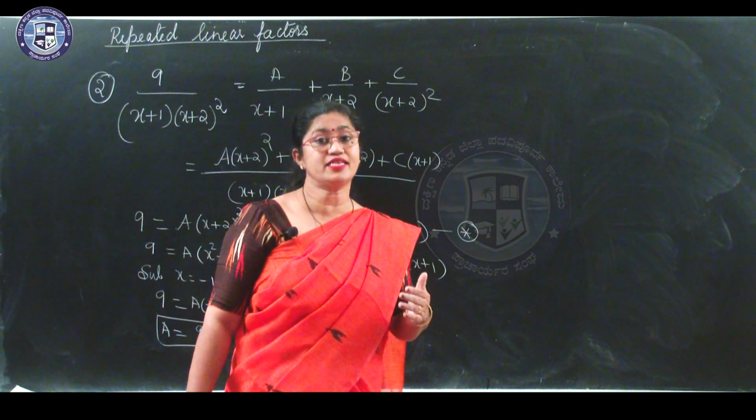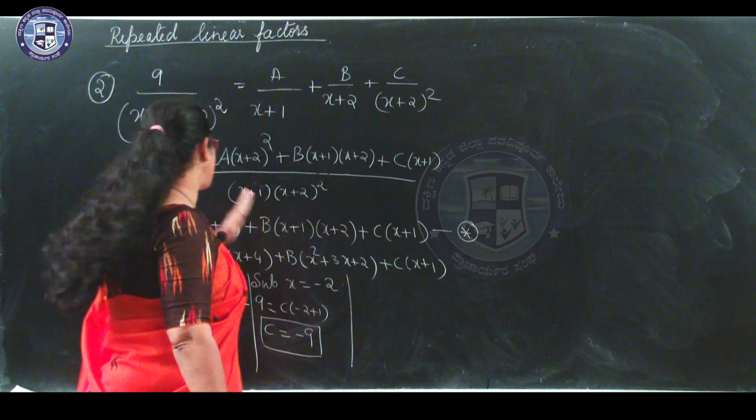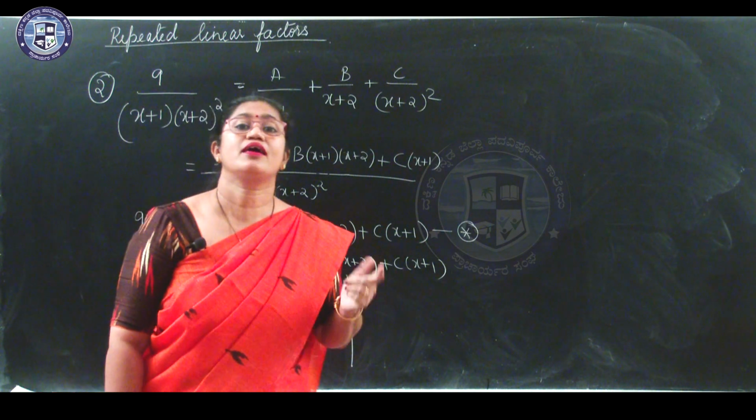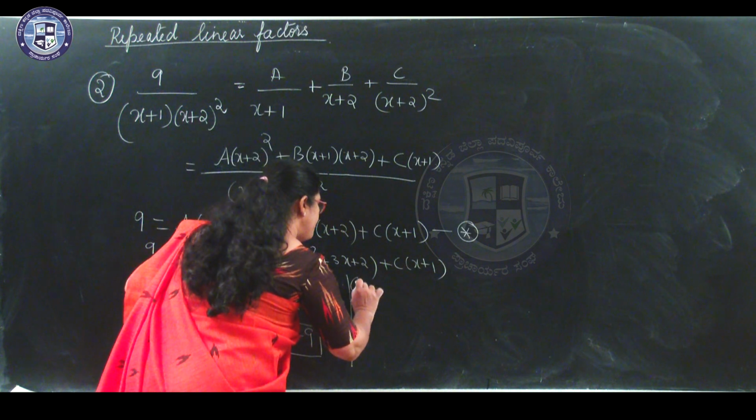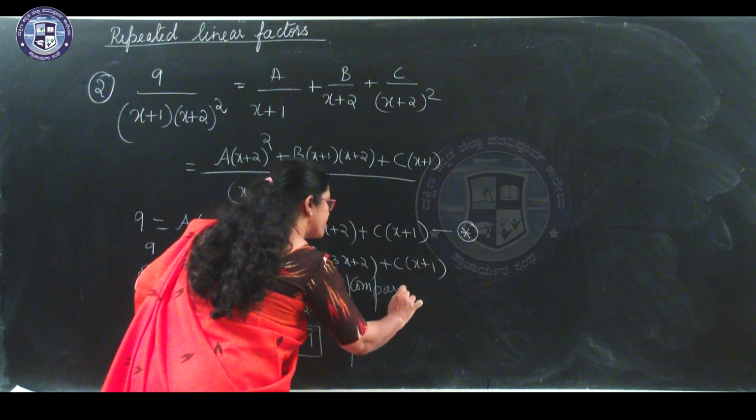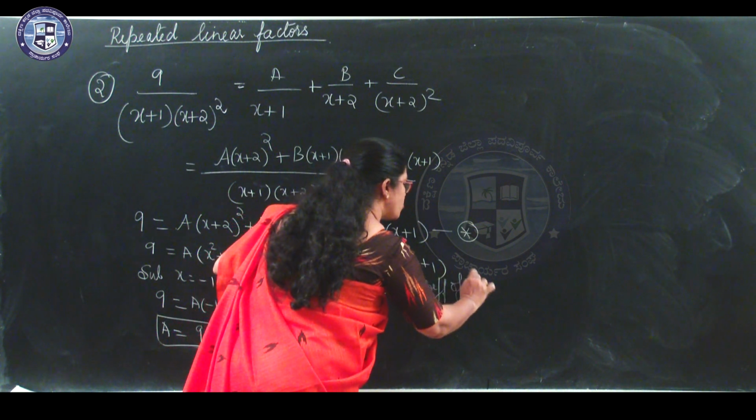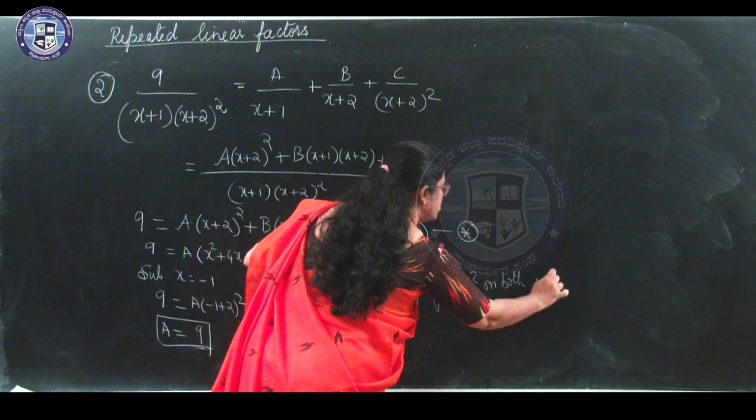Now, I need to get the third answer. So, how do I go for the third one? Because I directly have only two values. To get the third one, comparing coefficients of x square. So, comparing coefficient of x square on both the sides.